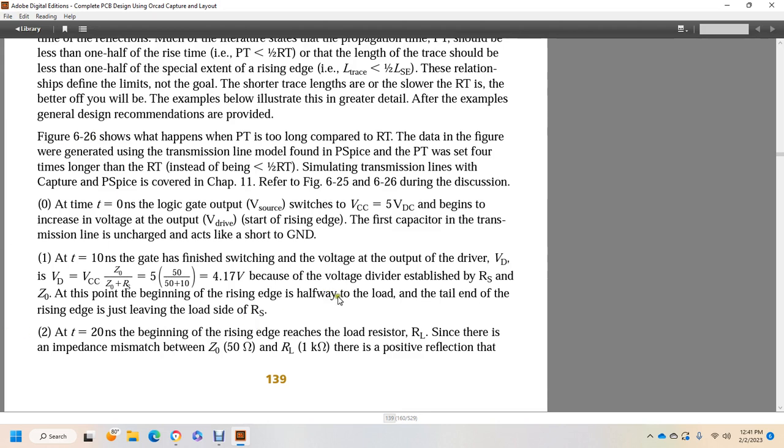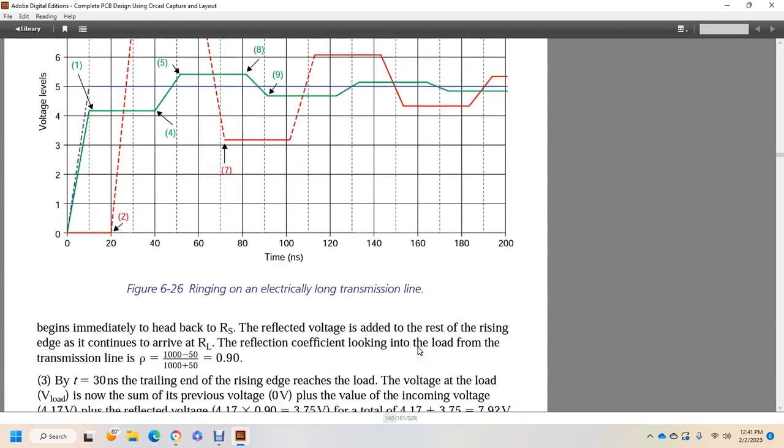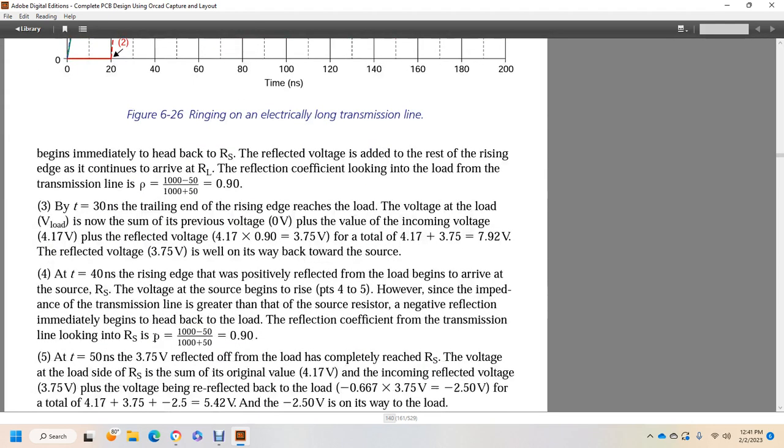At 20 ns the rising edge reaches the load resistor. Since there is an impedance mismatch, with loads ranging from 0 ohms to 50 ohms to 1 kilo-ohm, the reflection returns immediately. The reflected voltage adds to the incident voltage at the load, and the reflection coefficient is determined by the load relative to the transmission line.